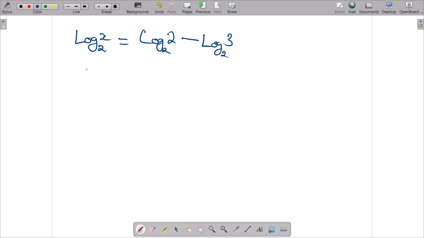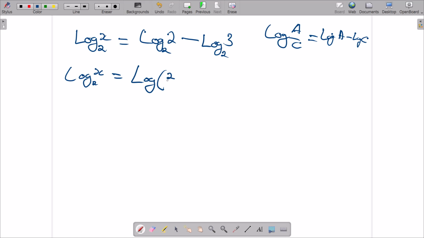As you can see here, according to the concept of logarithm, when we are subtracting, we divide. That's what we agreed on. We agreed that when we are subtracting, we divide, and when we are dividing, we subtract. So here it will be log x base 2 is equal to log bracket 2 over 3 bracket base 2.